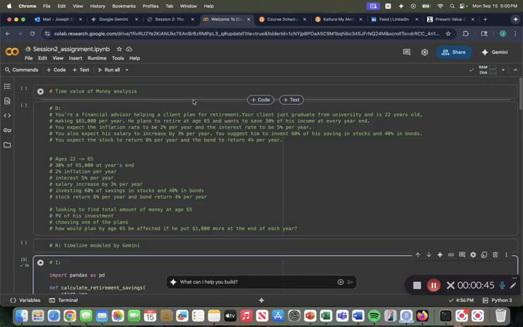And as the advisor, we are suggesting him to invest 60% of his savings in stocks, 40% of that savings in bonds, and we expect the stock to return 8% per year and the bond to return 4% per year.